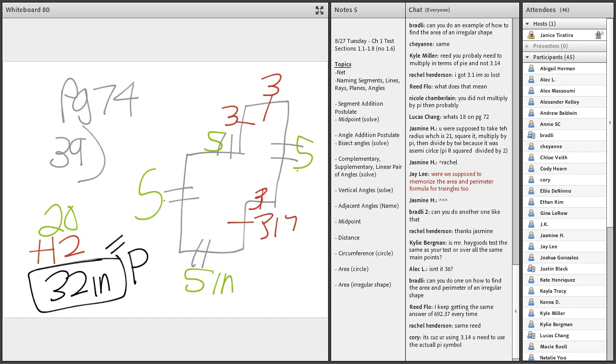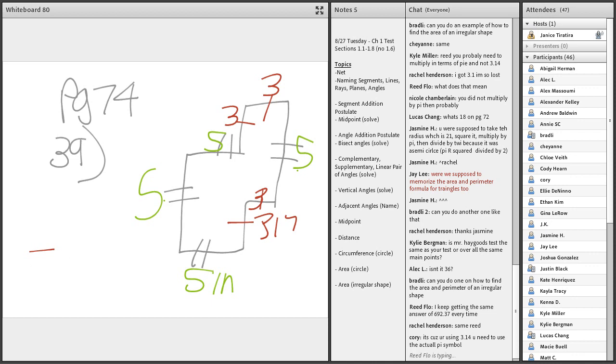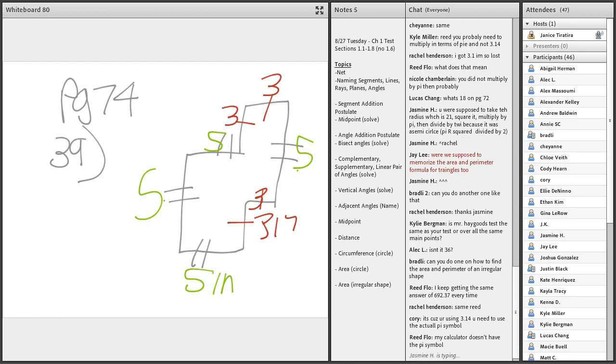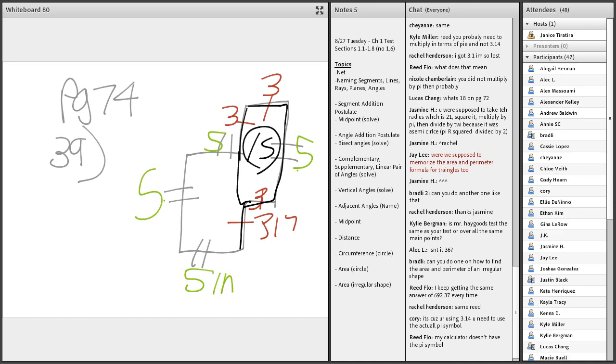Now area, totally different story. You have to chunk it up, you have to break it up into pieces. There are different methods. I'm just going to do one method. It might not have been your choice, but step 1, I'm going to break it up here because then it'll break it up into 2 rectangles. Looking at this first black rectangle, the dimensions are 3 by 5. So the area of this rectangle is 15.